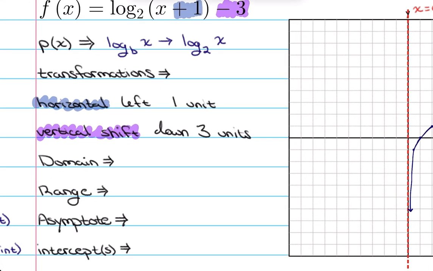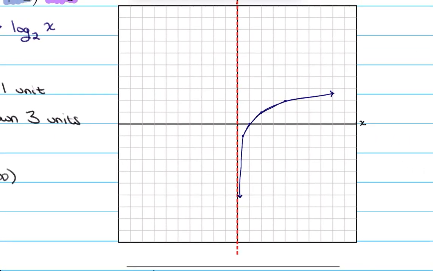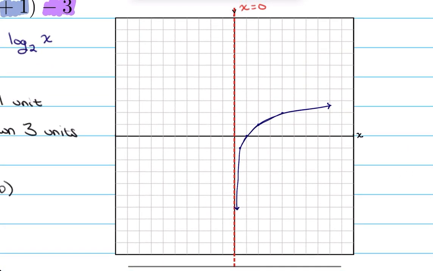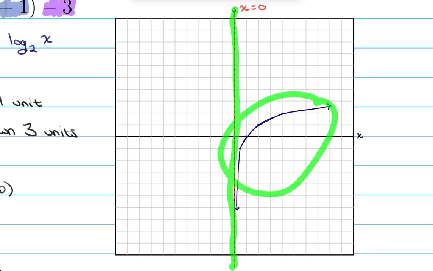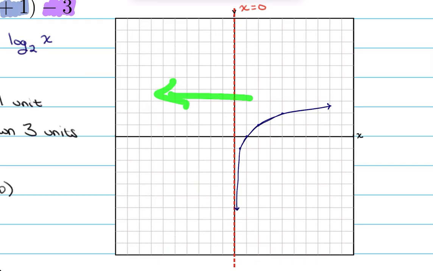So our range, I'm going to jump to that one because we know that one doesn't change. Our range is going to be from -infinity to infinity. Our domain, however, has moved because we took our entire parent function. Remember, here's a picture of our parent function. We took our entire parent function and shifted this whole thing to the left 1 unit.